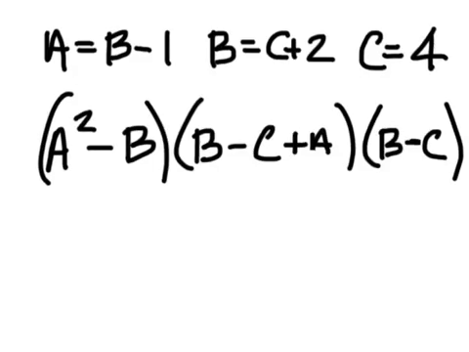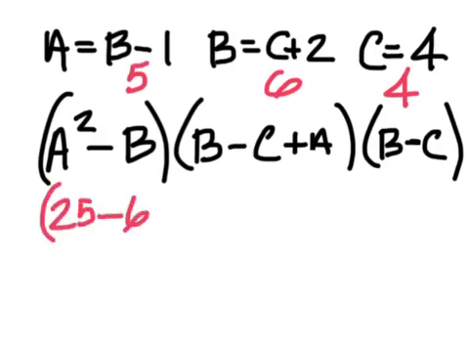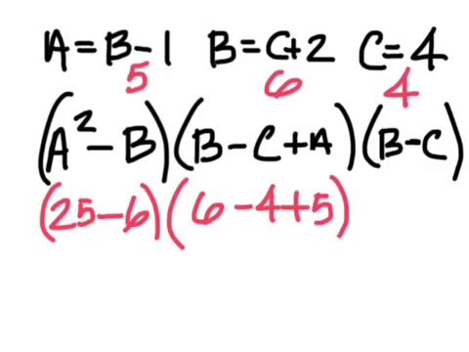Figure out A, B, and C first. Of course, C is automatically 4, and B would be 6. A would have to be 5. So then we'll have a 25 minus 6 in this one. And then here we're going to have 6 minus 4 plus 5. And the back side is 6 minus 4.